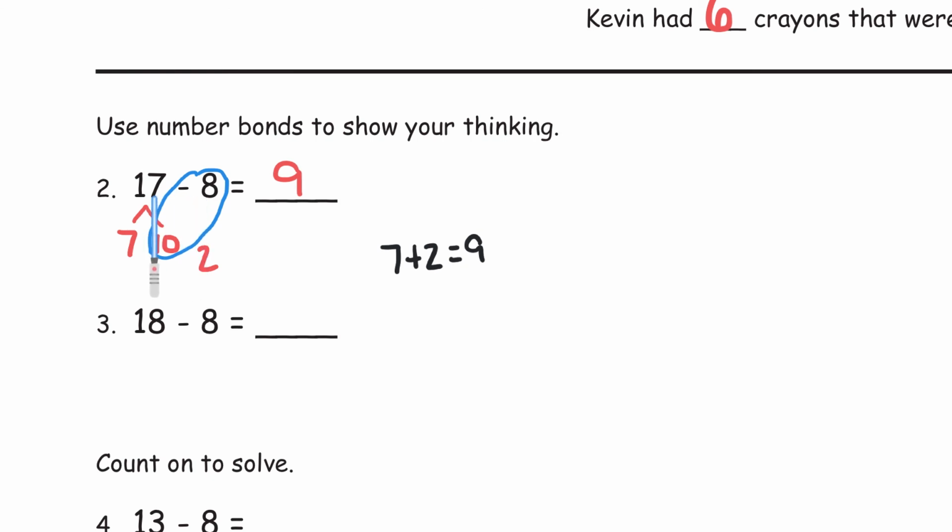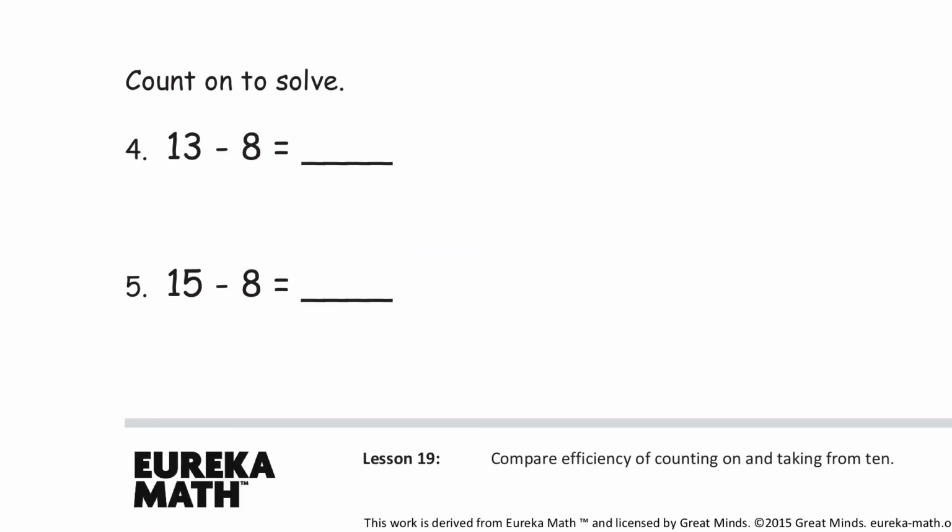So we have a group of 17. We take 8 out of that group. That will leave us with 9 left over. I would like you now to do number 3 by yourself. So pause the video, do number 3. When you're done, come back and we'll take a look at the next problem.